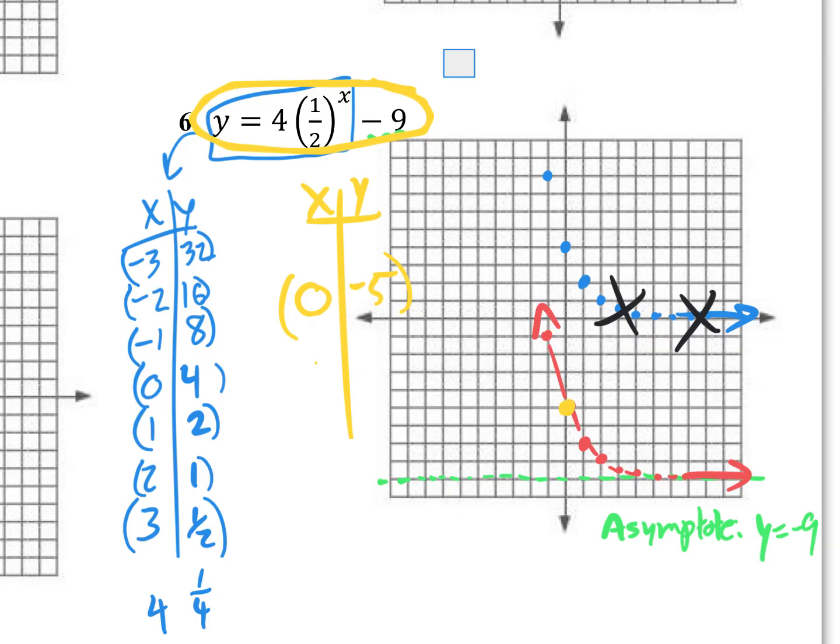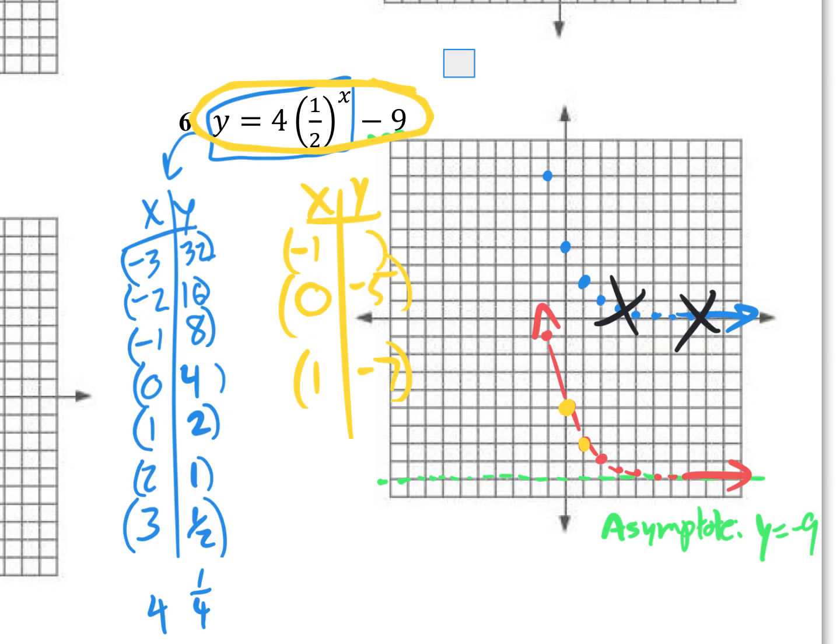Now you need another point. You could plug in a 1 if you wanted to. Plug in a 1 right there. 1/2 to the 1 is 1/2. 1/2 times 4, half of 4 is 2, and 2 minus 9 is a minus 7. So when you plug in a 1, you get out a minus 7. And again, you could do that with the calculator. And if you went to the location 1, negative 7, you'd end up right there. So you already have an idea that your graph is going down towards the asymptote, which is y equals negative 9. But of course, if you wanted to be more precise, you'd need like another point that's on the left side of 0. So you could plug in like a negative 1 if you wanted to.